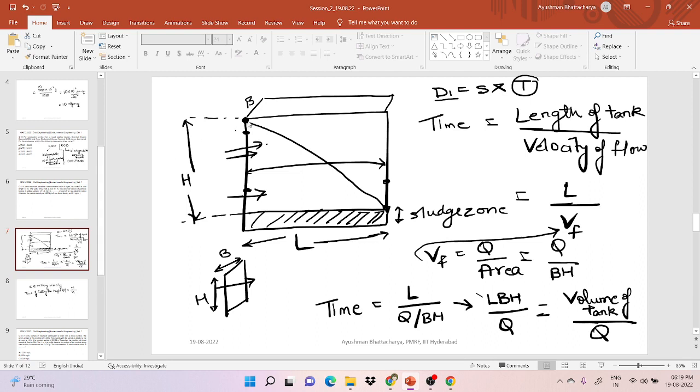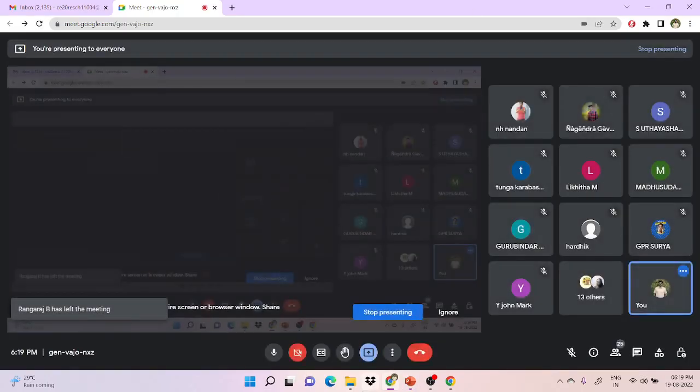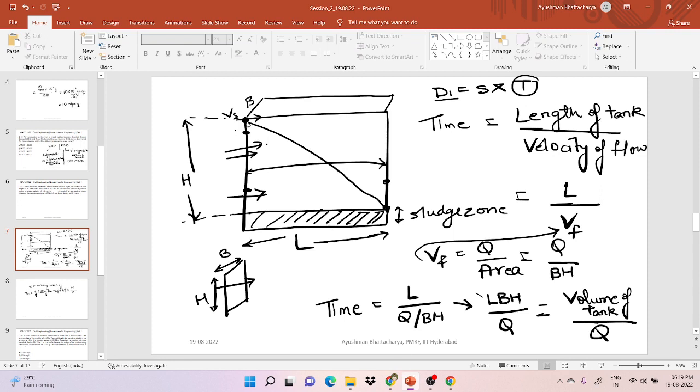If a particle of settling velocity Vs is introduced at the topmost point, it is assumed to be removed if the time of falling through height h is equal to the detention time. Suppose one particle is here and it has a settling velocity Vs. If it settles at the bottommost point at the outlet, that means the time it has settled from this point to this point is equivalent to the detention time of the flow which is flowing from this point to this point. Is it understood?